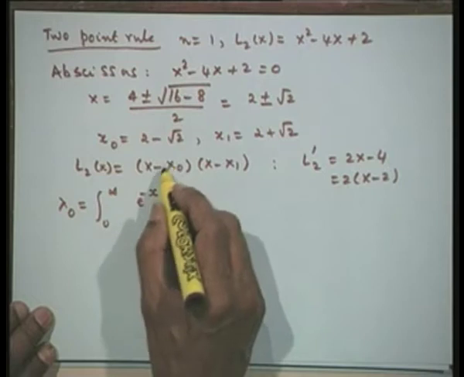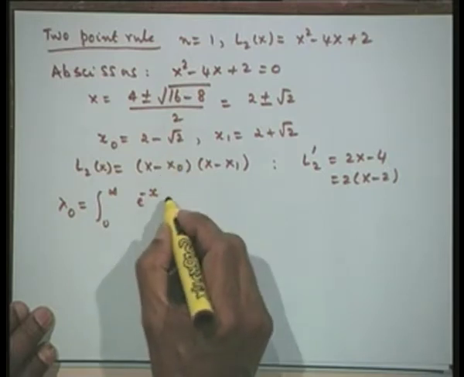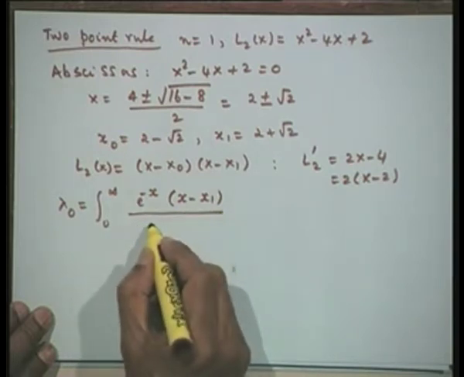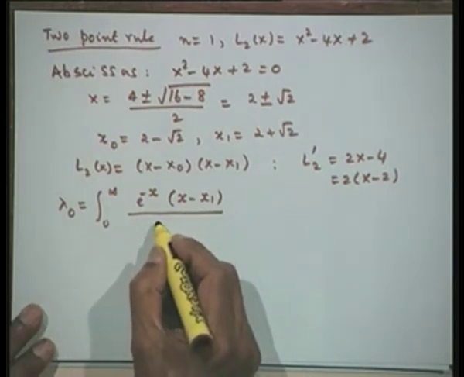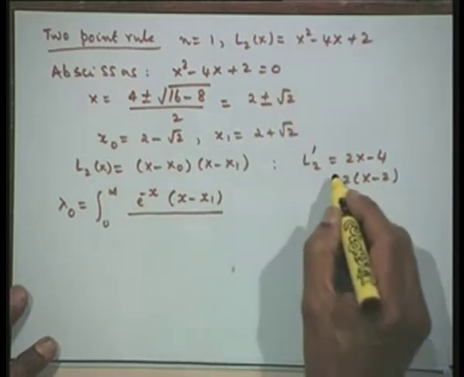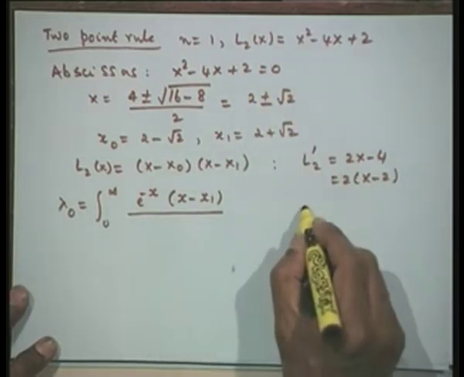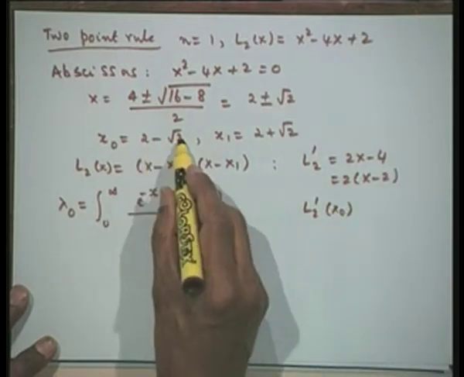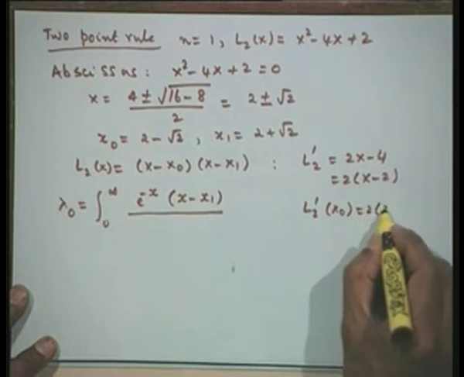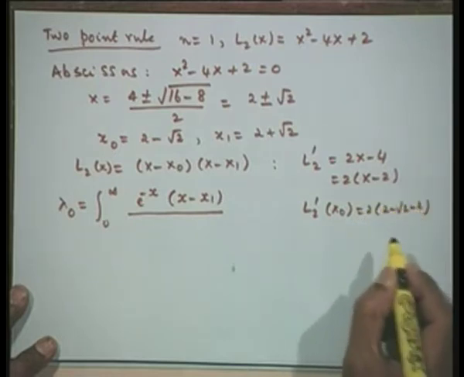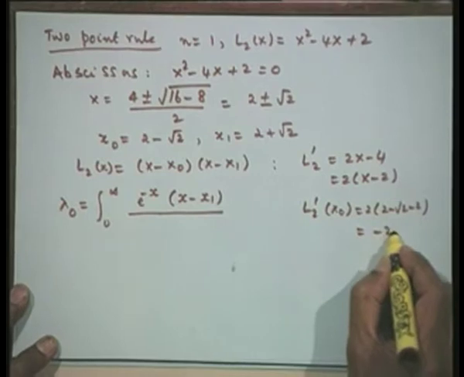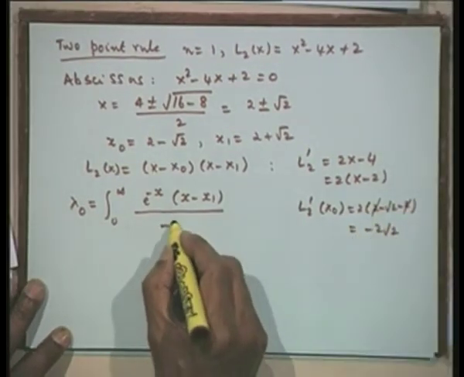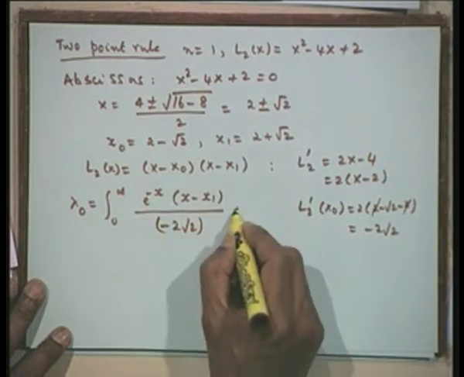Let us reduce one step: x minus x0 comes in the denominator, so let us cancel that off. So, x minus x1 remains. I have cancelled off x minus x0, and what is left is L2 dash at x0, where x0 is 2 minus root 2. So, I will have 2 minus root 2 minus 2, and that will be simply minus 2 root 2. So, I will have here minus 2 root 2 of dx.